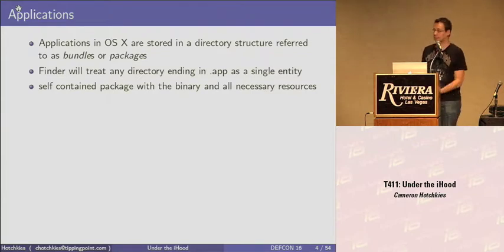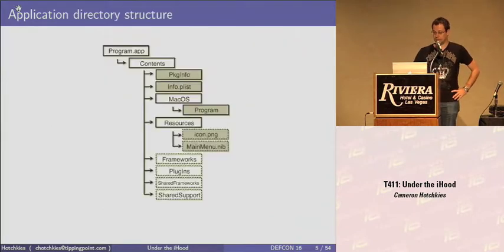App bundles, and for the three people who aren't Apple users, what they are: it's a file folder structure where the actual applications are stored with all the extra libraries and images and graphics and whatnot, and those are referred to as bundles or packages. Finder will treat that as its own single entity, this atomic thing, when it's really a folder structure. And you already know probably all of that.